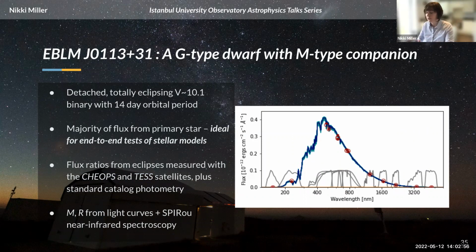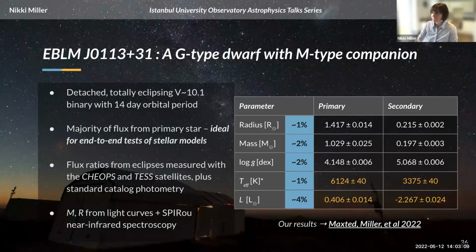And this is the final flux integrating function for the combined system. The contribution from the M dwarf is so small, you can hardly see it in this. So the results for this system are really quite good. And they're published in a preprint at the moment, led by my supervisor. So we've found ourselves another G-type benchmark, which is really great.